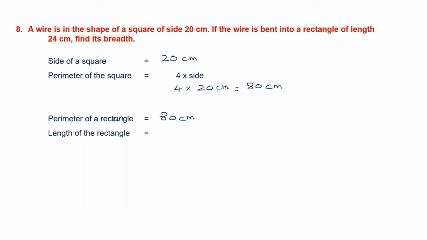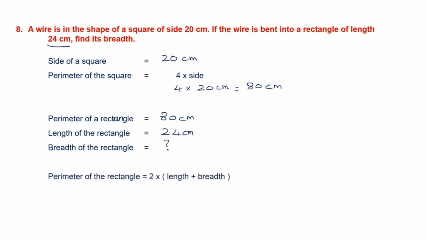Now the length of the rectangle is given to us here. It's given as 24 centimeters. Now we need to find the breadth, isn't it? Breadth is what we need to find out. So let's use the formula of perimeter of a rectangle. The perimeter of a rectangle is 2 into (length plus breadth). Perimeter of the rectangle is already given to us, 80 centimeters, and length is 24 centimeters. Let's assume the breadth to be B. So 80 equals 2 into (24 centimeters plus B). Now we need to find B.